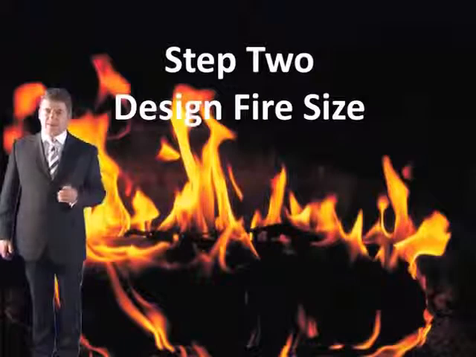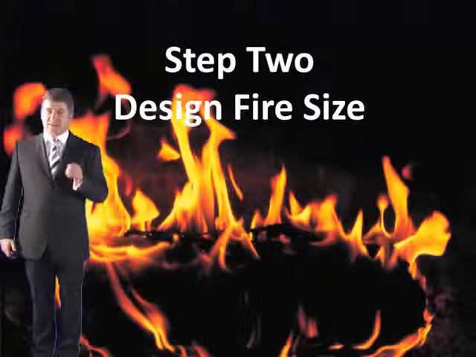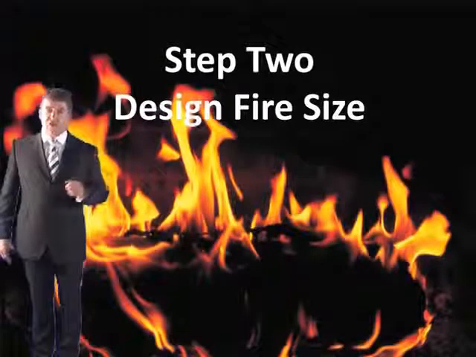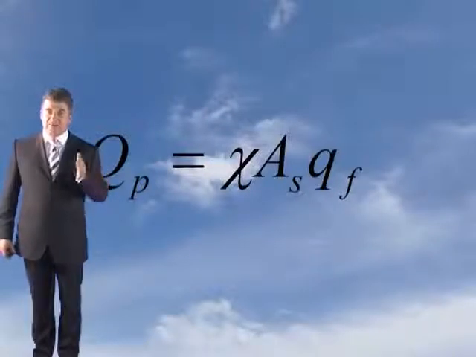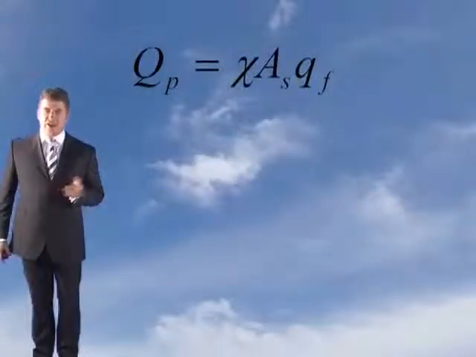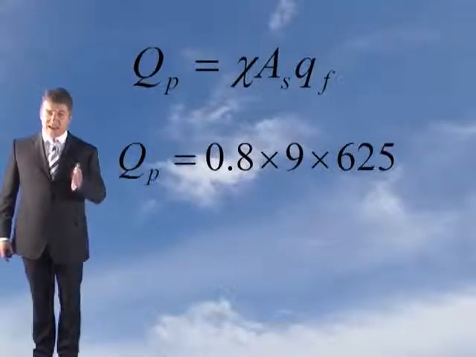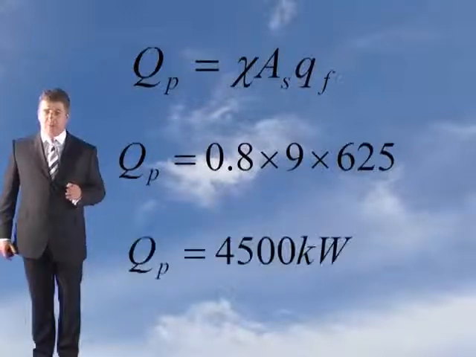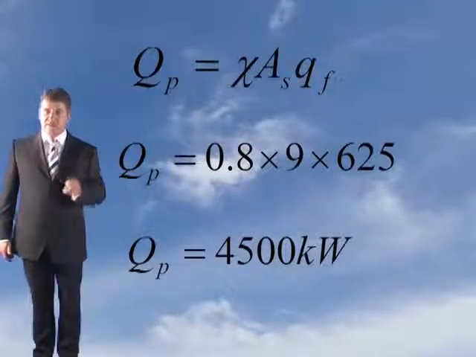Now step 2 is to determine your design fire size. To determine your fire size in this particular instance, based on the information you were provided, this is the model you should have used. QP equals chi times AS times QF. Now if you'd have put these in, you'd have got QP equals 0.8, which is your chi, times your 9, which is your area of fire, times 625, which would have given you a convective heat output of 4,500 kilowatts. So that's step 2, design fire size.